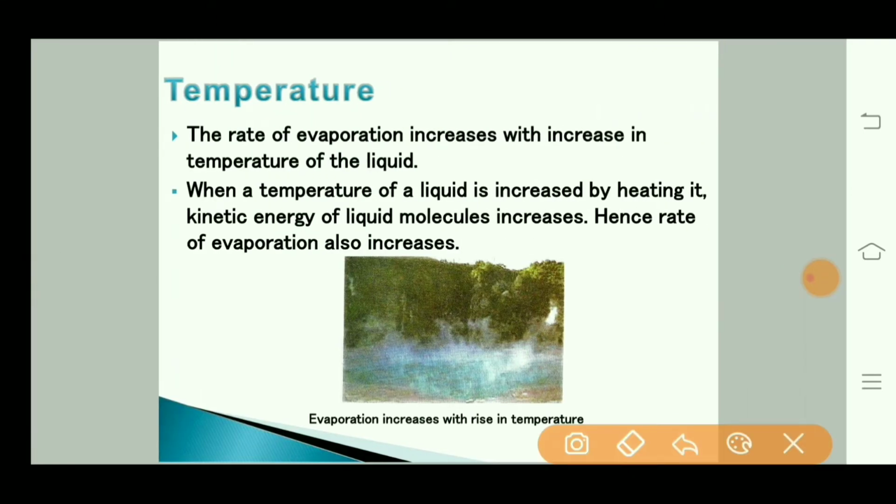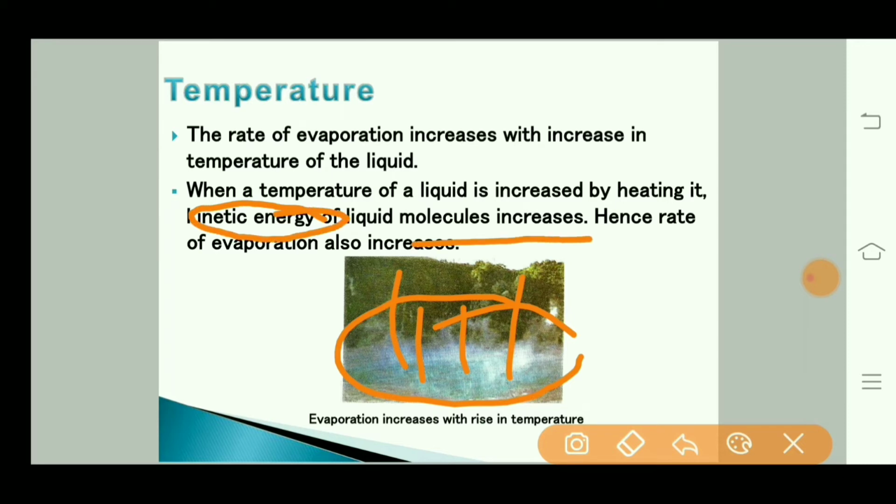The rate of evaporation increases with increase in the temperature of the liquid. When we heat a liquid, it increases the rate of evaporation. For example, as shown in the figure, see here, this is pond water. During a hot summer day, the rate of evaporation increases. It means with a rise in temperature, the rate of evaporation increases due to increase in the kinetic energy of liquid particles. Hence, the rate of evaporation increases with rise in temperature.